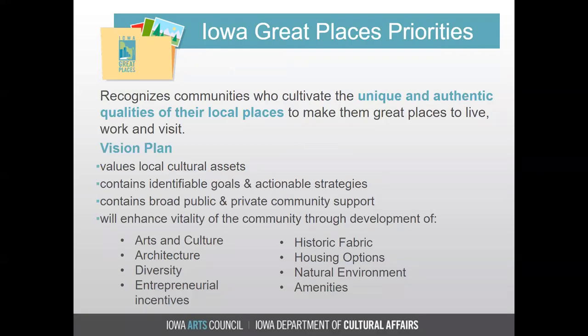Communities awarded Iowa Great Places designations must have undertaken a public input process to create a vision plan supported by multiple public and private partners that includes a shared community vision that values local cultural assets, goals that challenge the community to advance their quality of life, and strategies to achieve those goals and vision that involve significant public and private partnerships and collaboration, and focus on the development of local and regional assets in the areas of arts and culture, architecture, diversity, entrepreneurial incentive or business development, historic fabric, housing options, natural environment, and amenities. Overall, you want to make sure that your designated Great Place application lifts up the local character that is defined by your community.